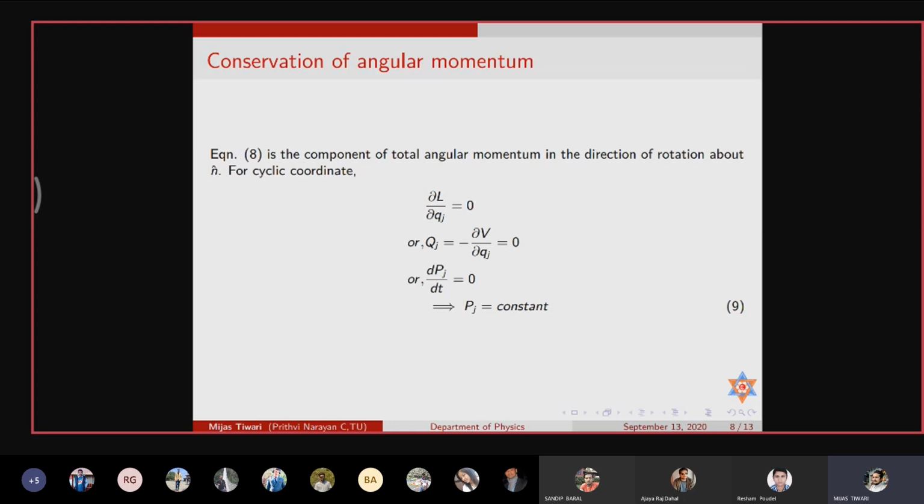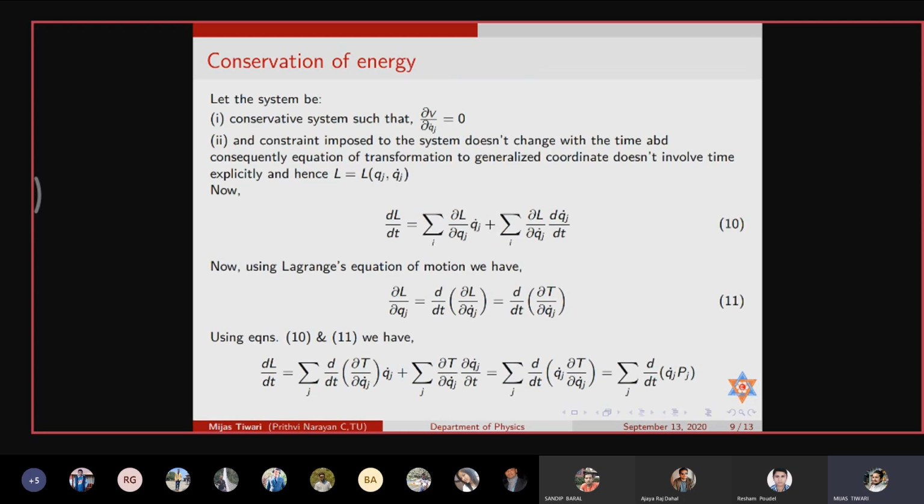Then del L by del Qj equal to 0. Now this second equation, del L by del Qj equal to 0, then the second equation Qj equal to minus del V by del Qj. We have obtained that del L by del Qj equal to d by dt of the partial derivative of L with respect to the velocity, using the Lagrange's principle, and del L by del Qj equal to 0. We finally come to equation number 9, which suggests that Pj equals a constant.